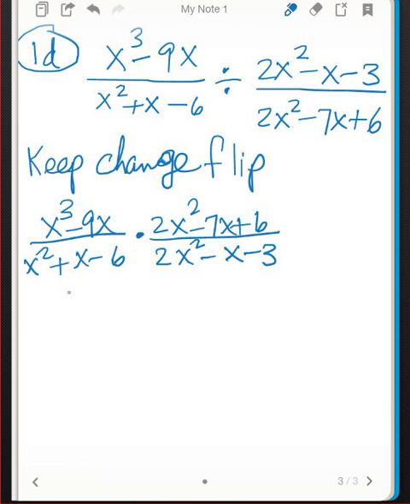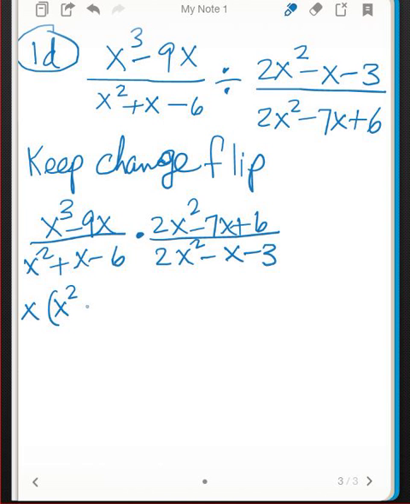Okay, now what we're going to do is we're going to factor, not every term, but every numerator and every denominator. And if we can reduce anything, we're going to reduce, and then we will multiply. So let's start with the numerator of the first fraction. To factor that, both of these terms have a GCF, a greatest common factor, and that is x. In other words, x goes into both of them. So we're going to factor that out.